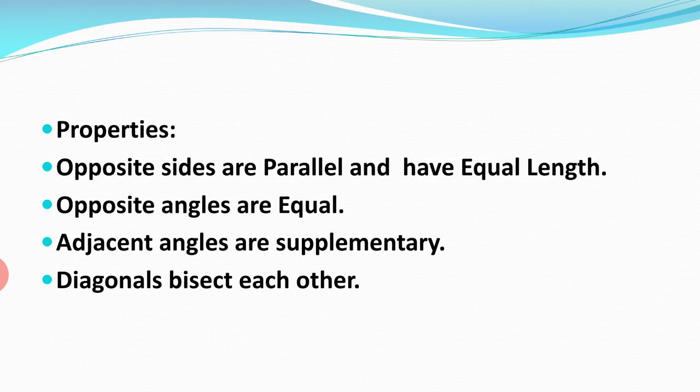Is it okay? Now we should be able to use all these properties to solve problems. So quadrilaterals are basically divided into three types: one is trapezium, second is kite, and third is parallelogram. And then parallelogram is divided into another three types, that is rectangle, square and rhombus, which we will study in a later part. Is it okay?